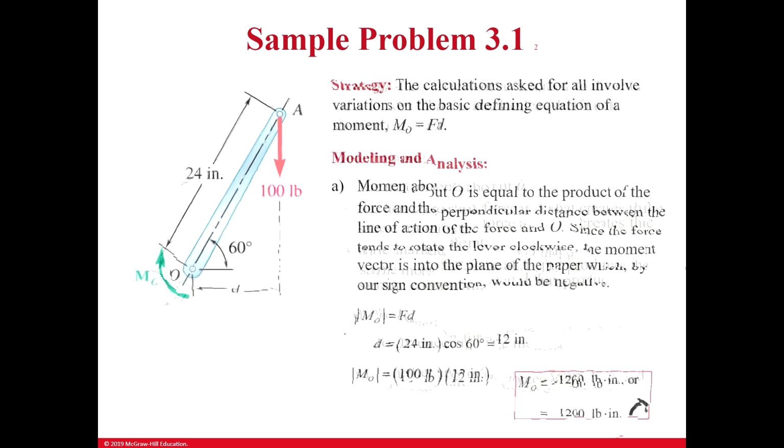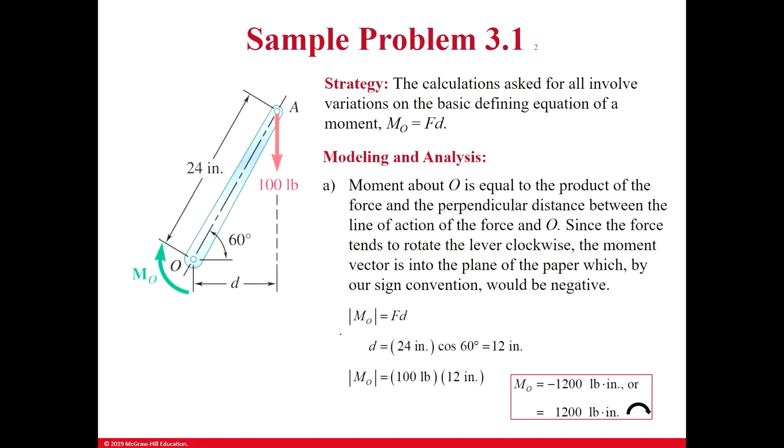So the moment about O is pretty straightforward. First, the sign: if you try to rotate this, it's going to be clockwise. Therefore, we should have a negative moment. And the perpendicular distance to this force is D. So we need to find D, which is the cosine of the angle times the hypotenuse. So 24 inches times cosine of 60.